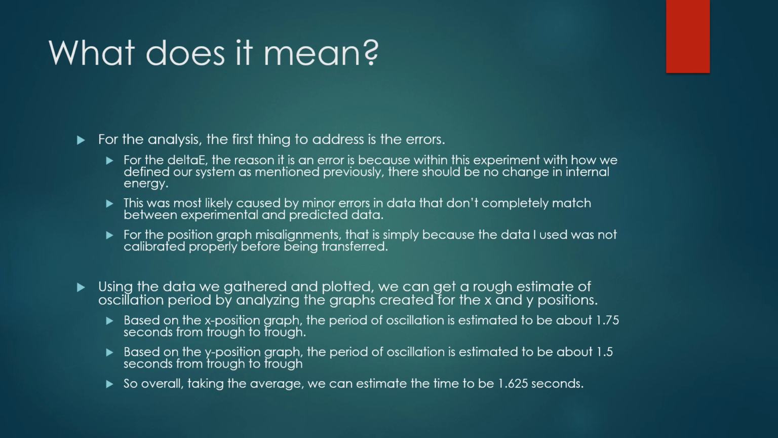Using the data we gathered and plotted, we can get a rough estimate of oscillation period by analyzing the graphs created for the x and y positions. Based on the x position graph, the period of oscillation is estimated to be about 1.75 seconds from trough to trough, and based on the y position graph, the period of oscillation is estimated to be about 1.5 seconds from trough to trough. So overall, by taking the average, we can estimate the time to be about 1.625 seconds from trough to trough.